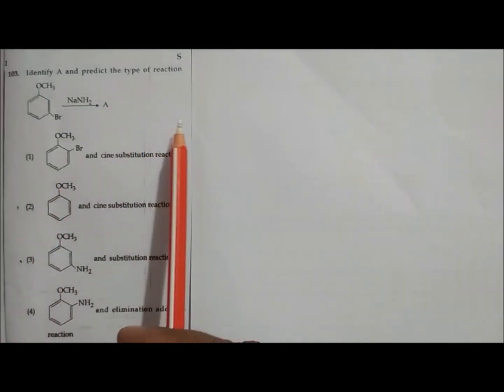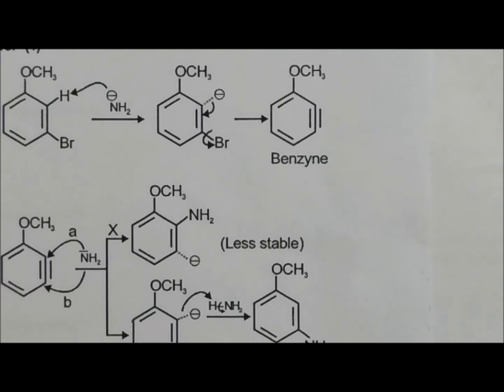Identify A and predict the type of reaction. So this is OCH3 and Br at a meta position, and we are using sodium amide. So we have a reaction, either cine substitution or elimination, out of these. Before going to this, we first have to check the reaction. So this is our reaction.